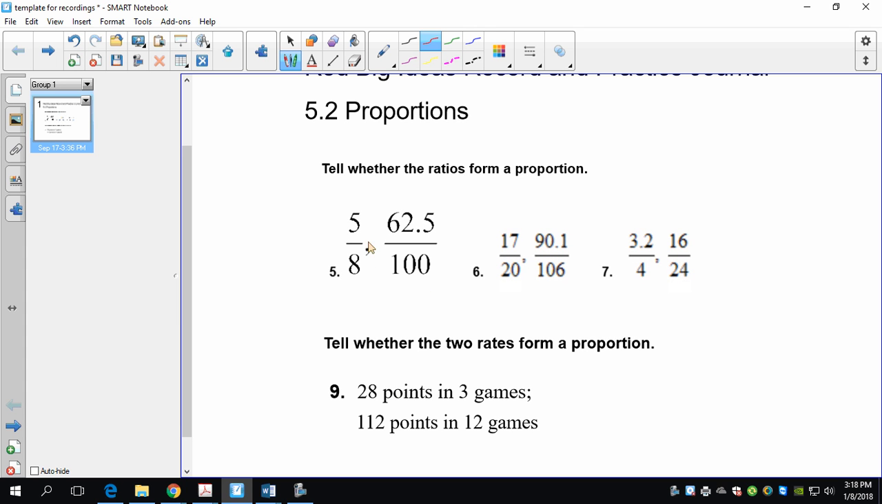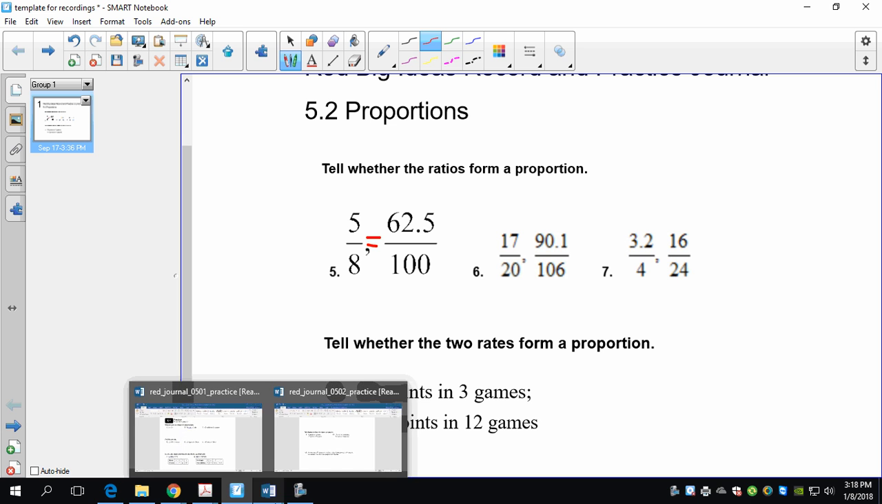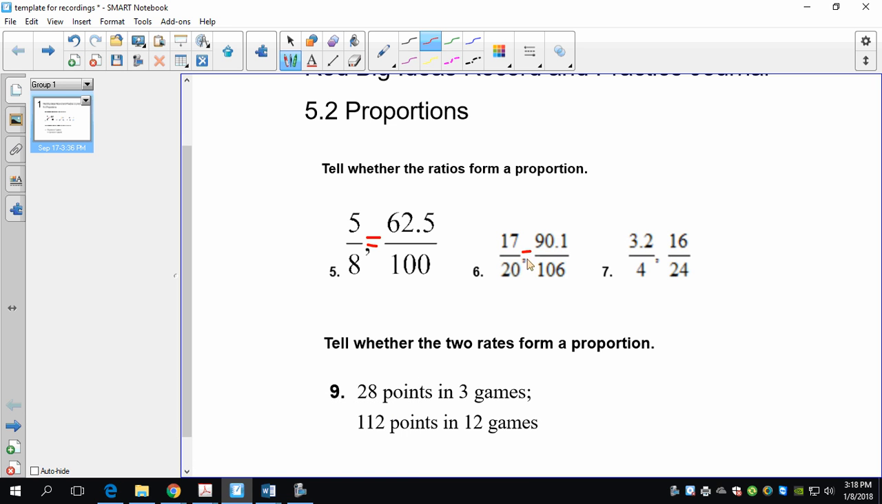We are trying to find out if 5/8 is equal to 62.5 over 100. We're trying to find out if 17 over 20 is equal to 90.1 over 106. And we're trying to find out if 3.2 over 4 is equal to 16 over 24. To make a long story short, all we're going to do is divide.